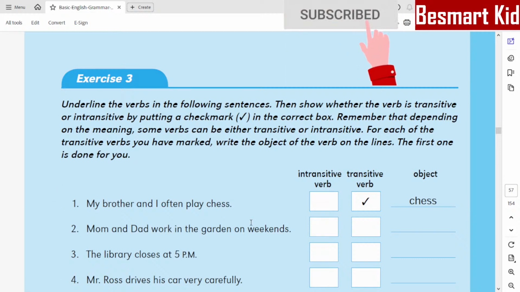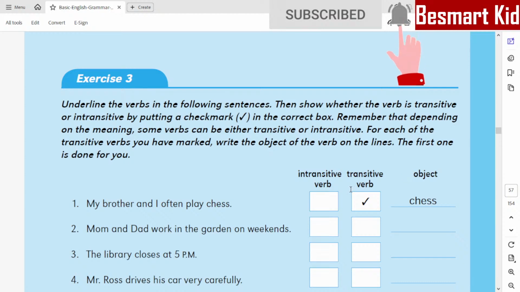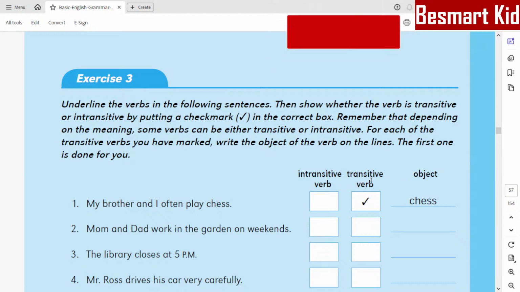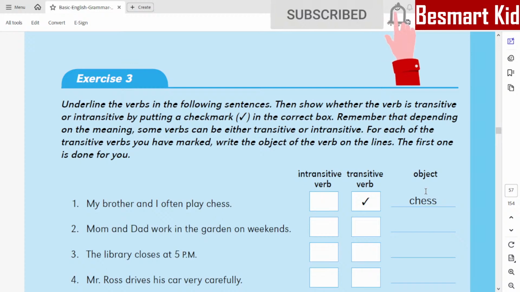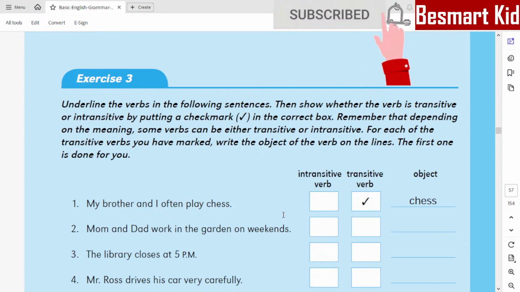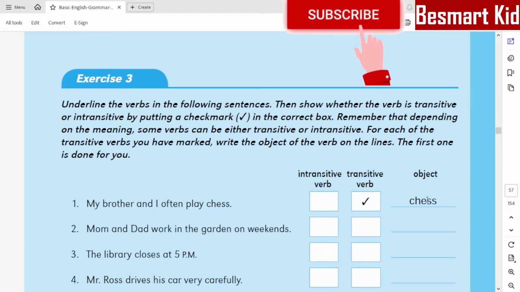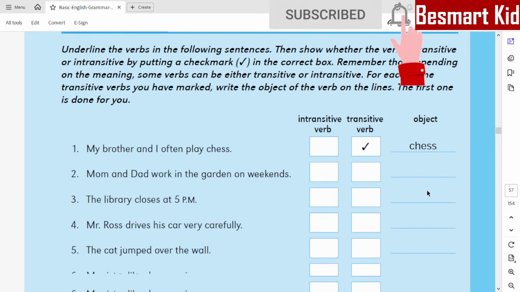First, my brother and I often play chess. Here, the boxes on the left side are intransitive verbs and the boxes on the right side are transitive verbs. And here we have the object. So here, my brother and I often play chess. This sentence is transitive, and the object is chess.